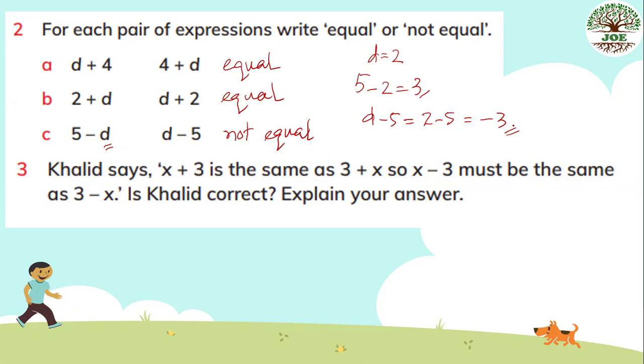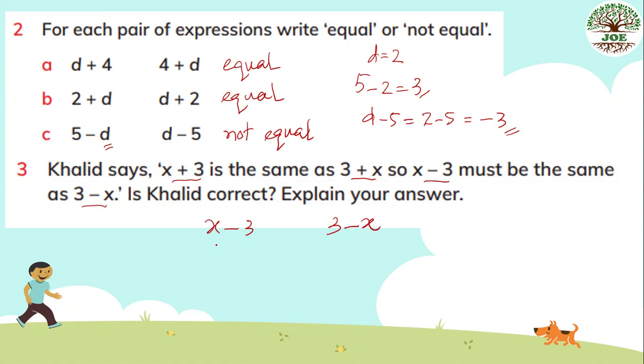Number 3, Khalid says x plus 3 is the same as 3 plus x. So x minus 3 must be the same as 3 minus x. Is Khalid correct? Explain your answer, just like above in number 2, part C. x plus 3 and 3 plus x are equal, but x minus 3 and 3 minus x are not equal. Let's see.